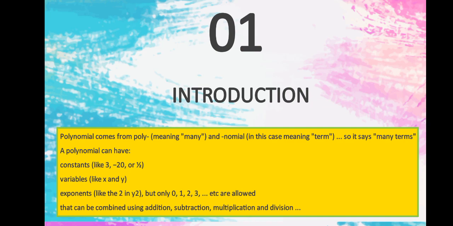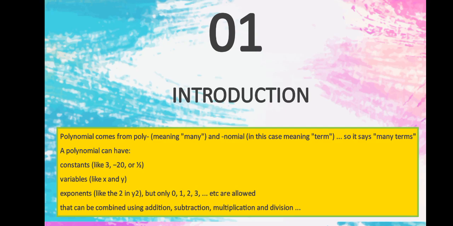A polynomial can have constants, variables, and exponents. Constants like 1, 2, 3, 4; they may be positive, negative, or maybe 0. Variables like x, y, z. Exponents like x to the power 2, y to the power 2, or e to the power x, a special exponent.